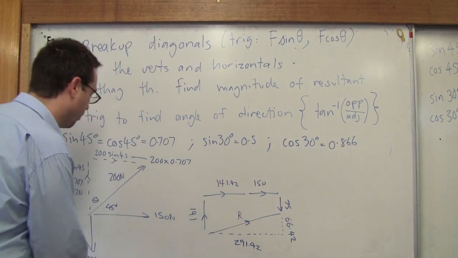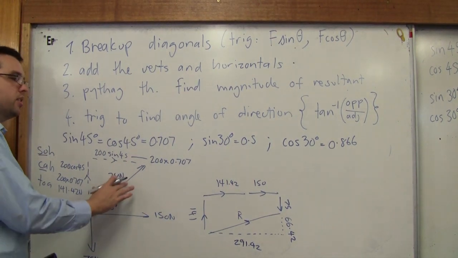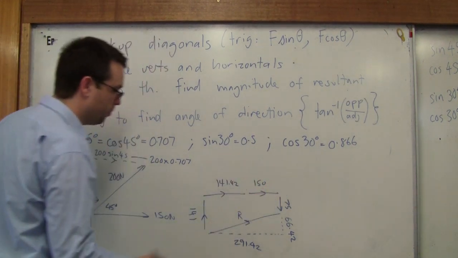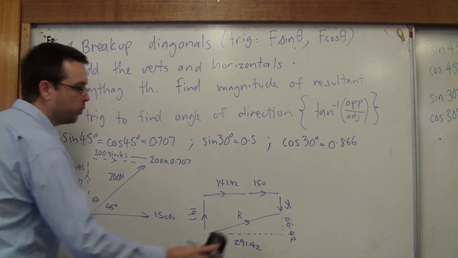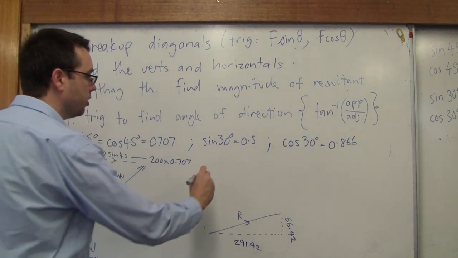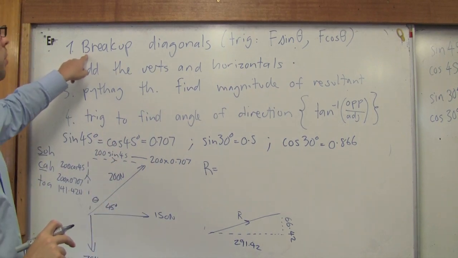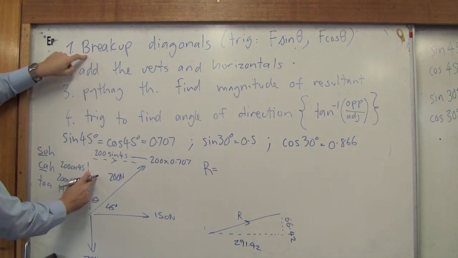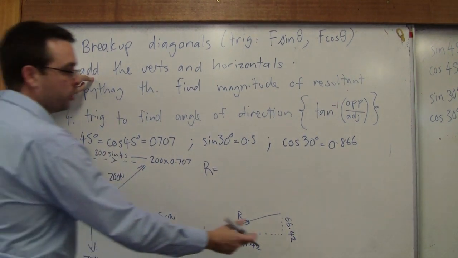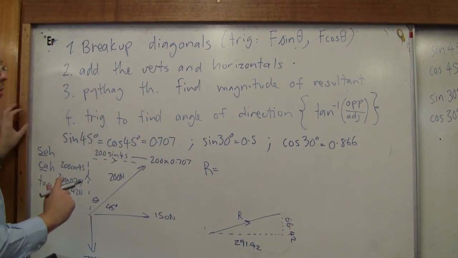The resultant of those forces, let me just check that we haven't missed a force. We've got 1, 2, 3, and this is actually 2 forces, so 1, 2, 3, and 4. Good. Okay, when we have our resultant, we can ignore all this stuff now, and we just have a triangle. We've done our first step, breaking up our diagonal into verticals and horizontals. We've added up our verticals and horizontals to get these values. We're up to step 3, where we use Pythagoras' theorem to find the magnitude.